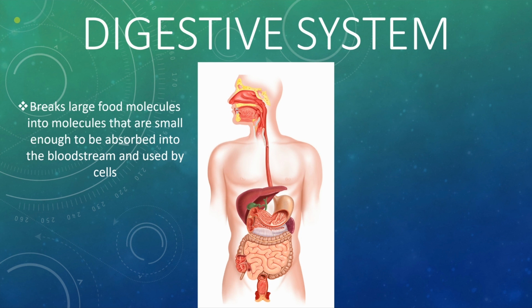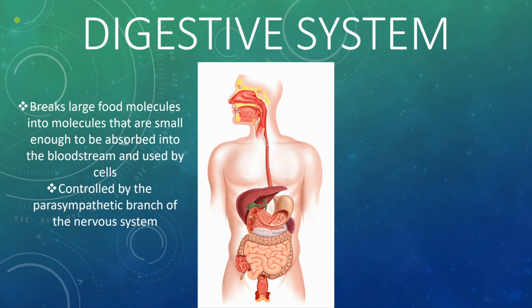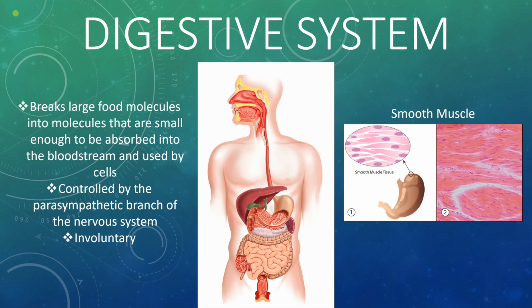Besides the act of chewing and beginning swallowing, the parasympathetic branch of the nervous system controls the involuntary movement of food through the digestive system, since smooth muscles line the organs of the digestive system.